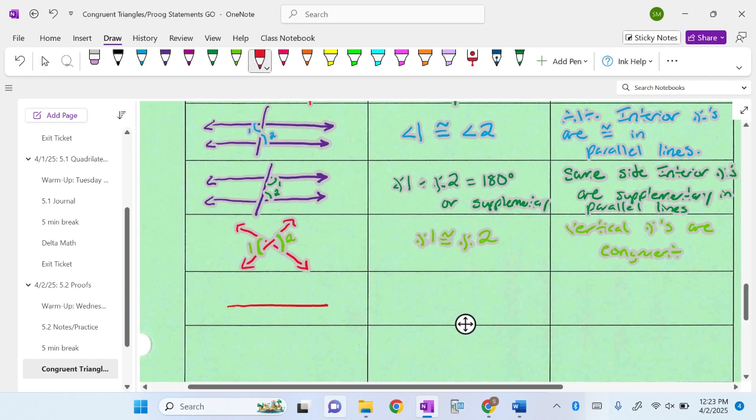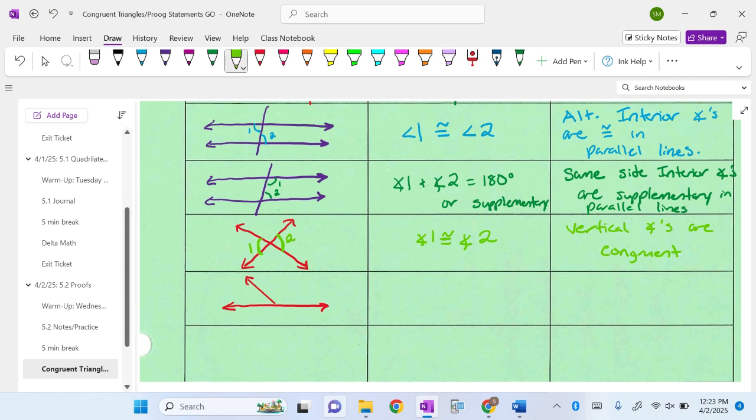Then what if I had a segment and it looked like this? Let's say this was angle 1. This is angle 2. What's true about that? They're supplementary. Why? What's this type of angle called?